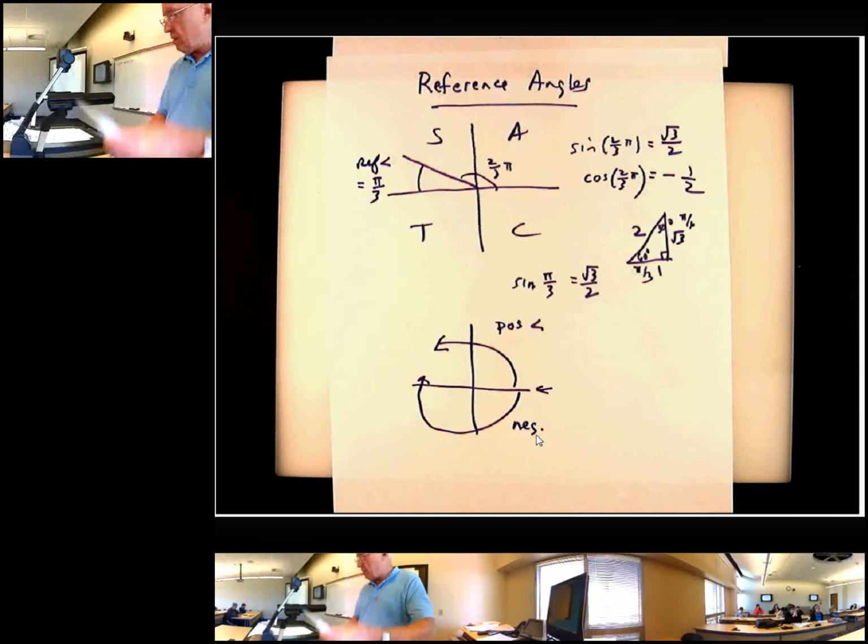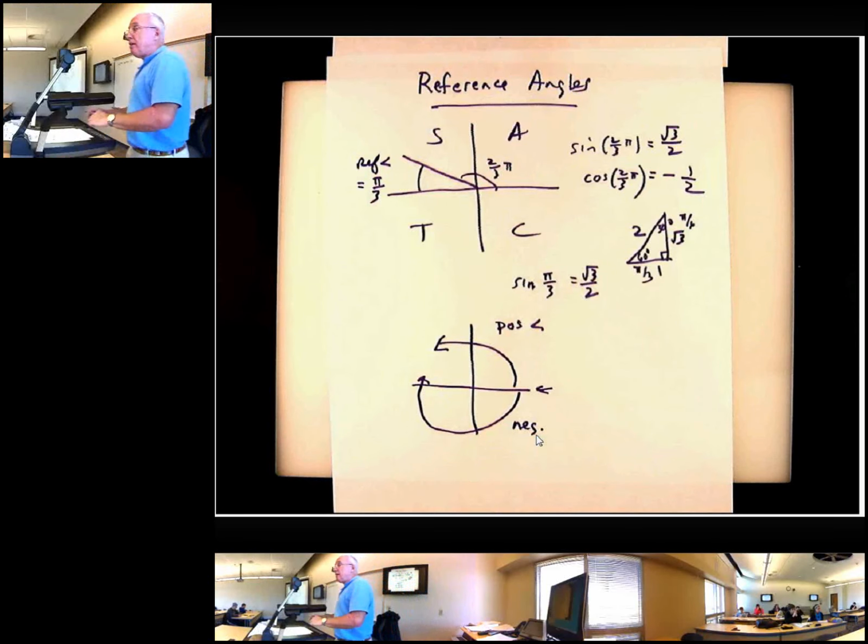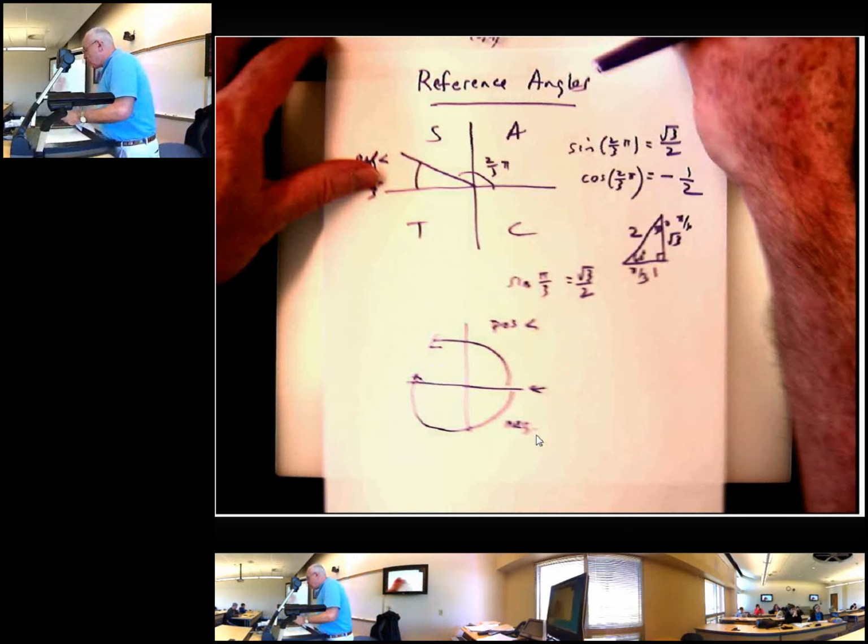So, you know, there you have it. Trigonometry in a nutshell. Okay, so let's go then to this polar coordinate stuff. Now what we're going to do is, polar coordinates give us a different way to designate a point on the plane.